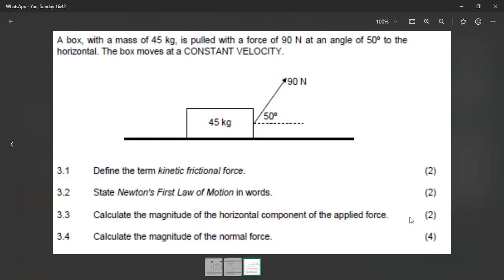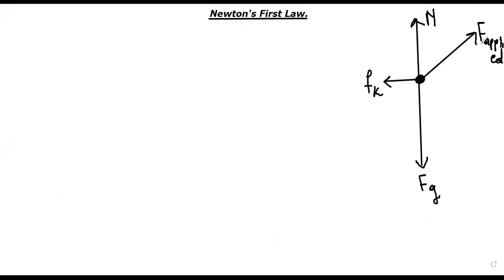Now let's look at 3.3. It says, calculate the magnitude of the horizontal component of the applied force. In other words, F in the x. Because we know that any two-dimensional vector, or any vector which is acting at an angle, has two components. So let's go ahead and calculate the magnitude of the horizontal component of this applied force. This is the formula we use in order to resolve the applied force.